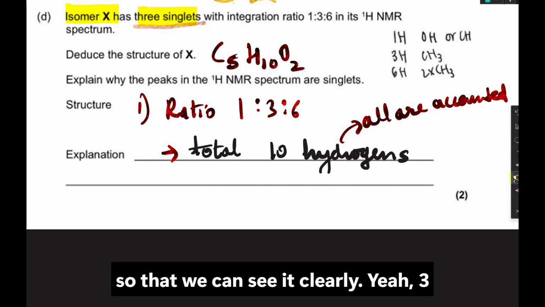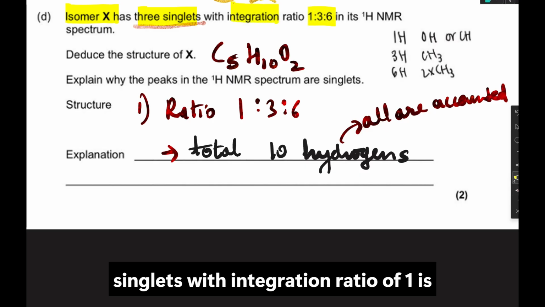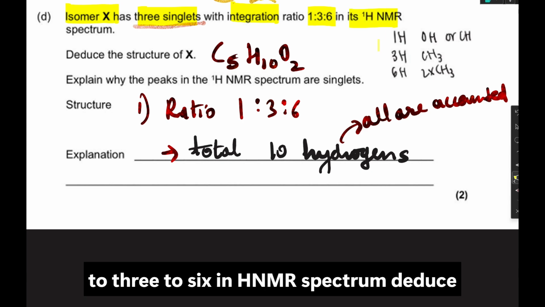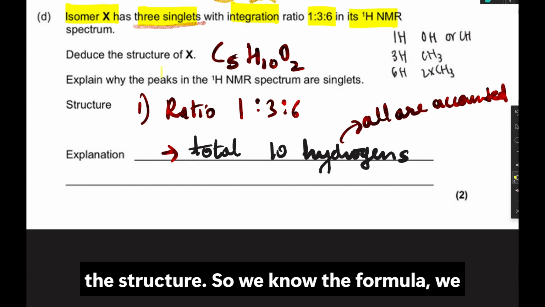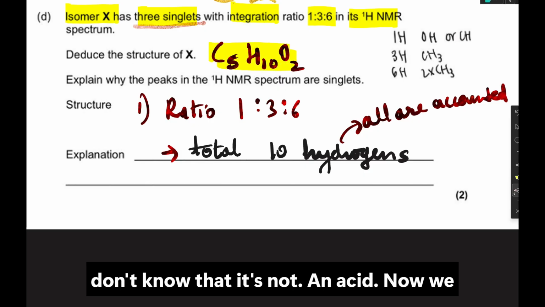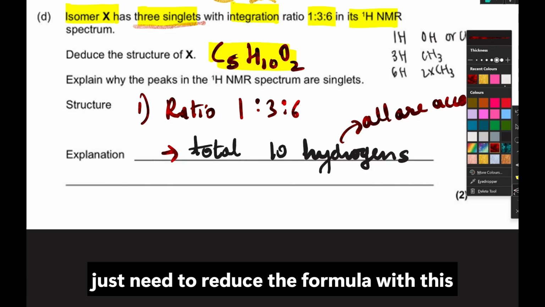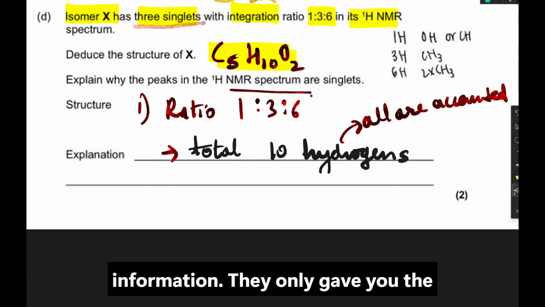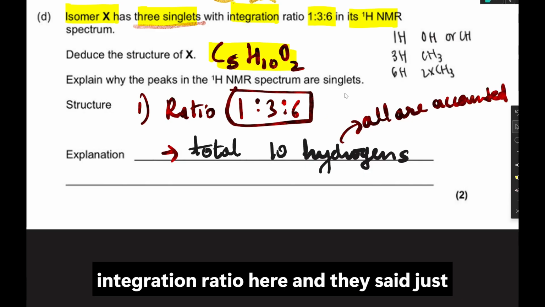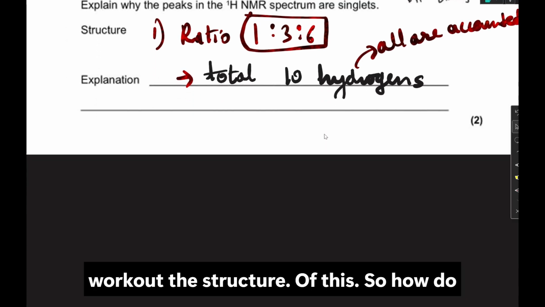Yeah, three singlets with integration ratio of 1:3:6 in the H NMR spectrum. Deduce the structure. So we know the formula, and it's not an acid. Now we just need to deduce the structure with this information. They only gave you the integration ratio here, and they said just work out the structure of this. So how do we approach?